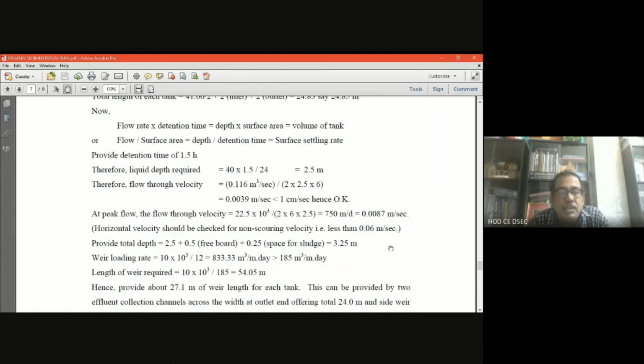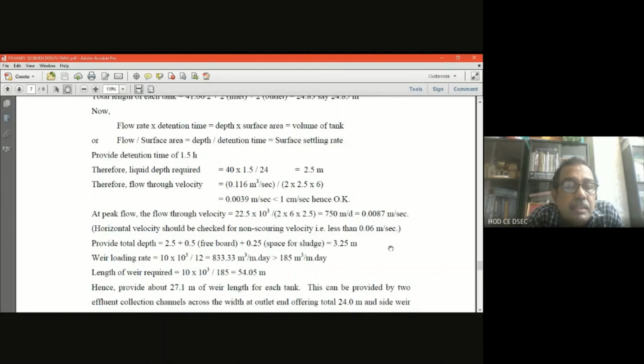So for finding the horizontal velocity, we divide Q by the vertical plane area, that is 6 by 2.5, and 2 means twice the tank. So ultimately we will get 0.0087 meter per second. This horizontal velocity should be checked for non-scouring velocity, whether it is less than 0.06 meter per second. Why 0.06? Because Vc, which we have calculated by the formula, is 0.06 meter per second.